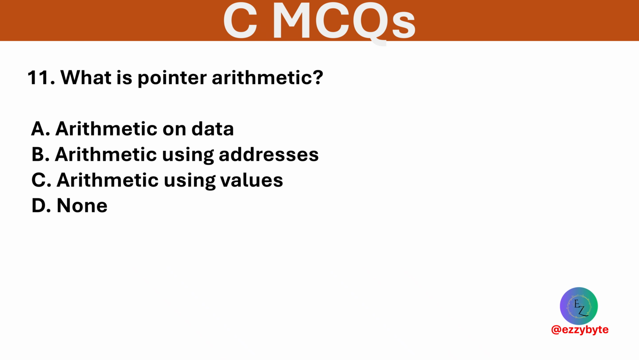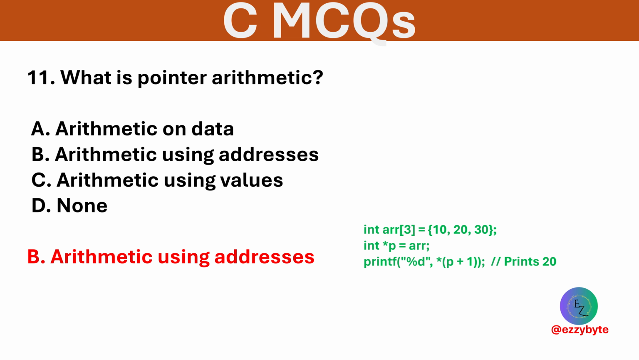What is pointer arithmetic? Options are arithmetic on data, arithmetic using addresses, arithmetic using values, and none. Option B is correct. Pointer arithmetic involves manipulating memory addresses.